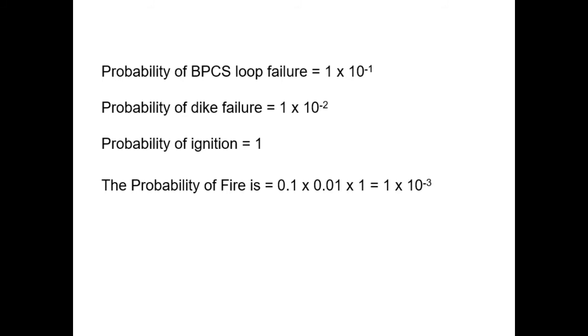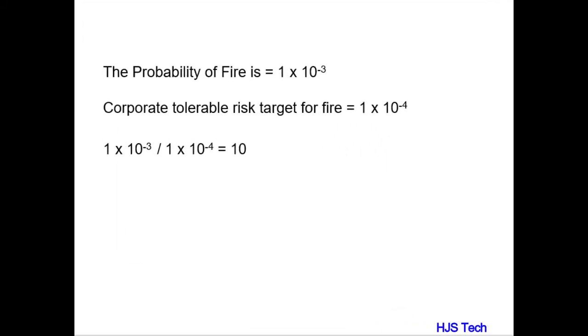The probability of basic process control system loop failure is 0.1. The probability of dike failure is 0.01. And the probability of ignition is 1. When we multiply these numbers, the probability of fire becomes 0.001, or 1 multiplied by 10 to the power of negative 3. In Table 1, the company has also specified the tolerable corporate risk target, which is 1 multiplied by 10 to the power of negative 4. This means that the corporate risk target for the fire is not met by a factor of 10.